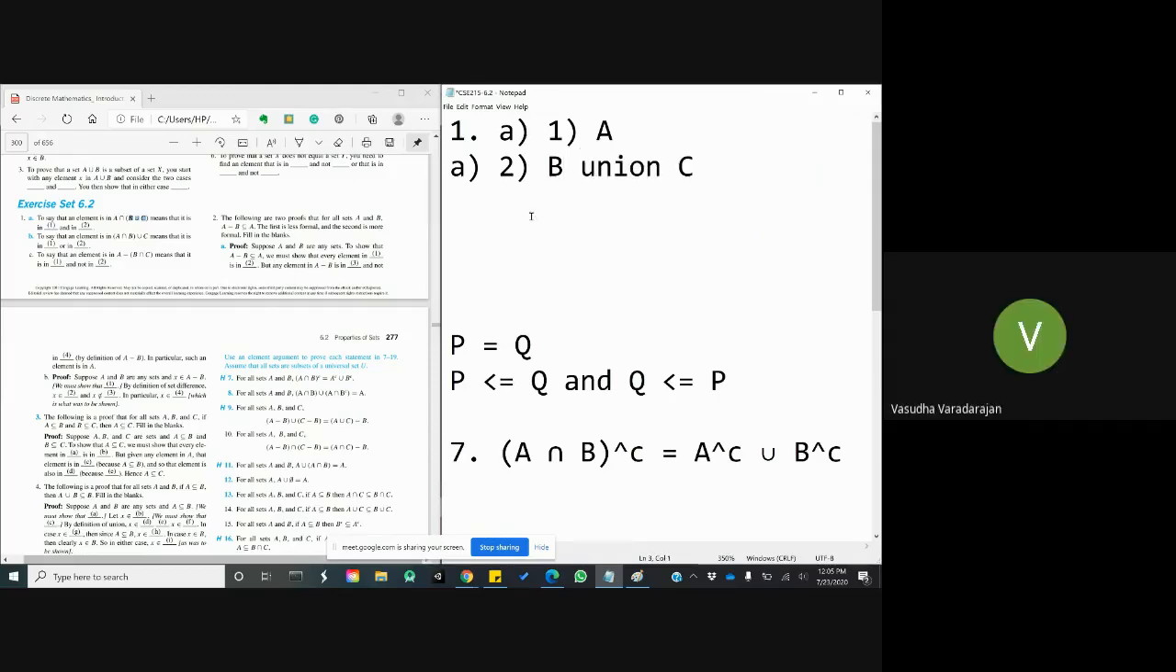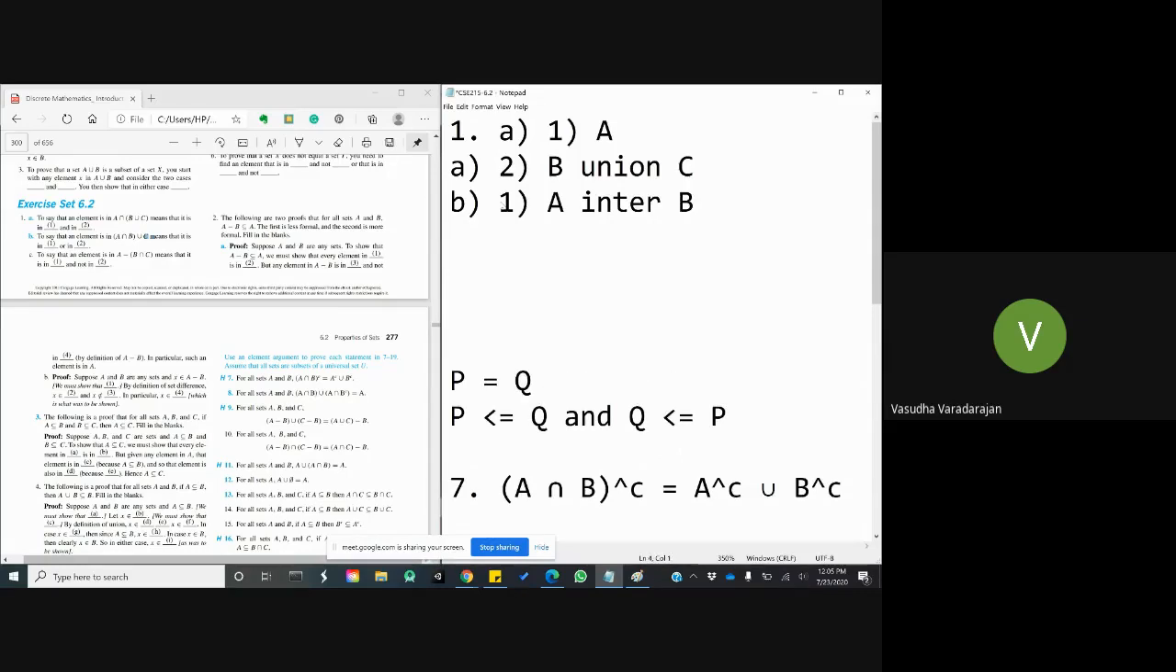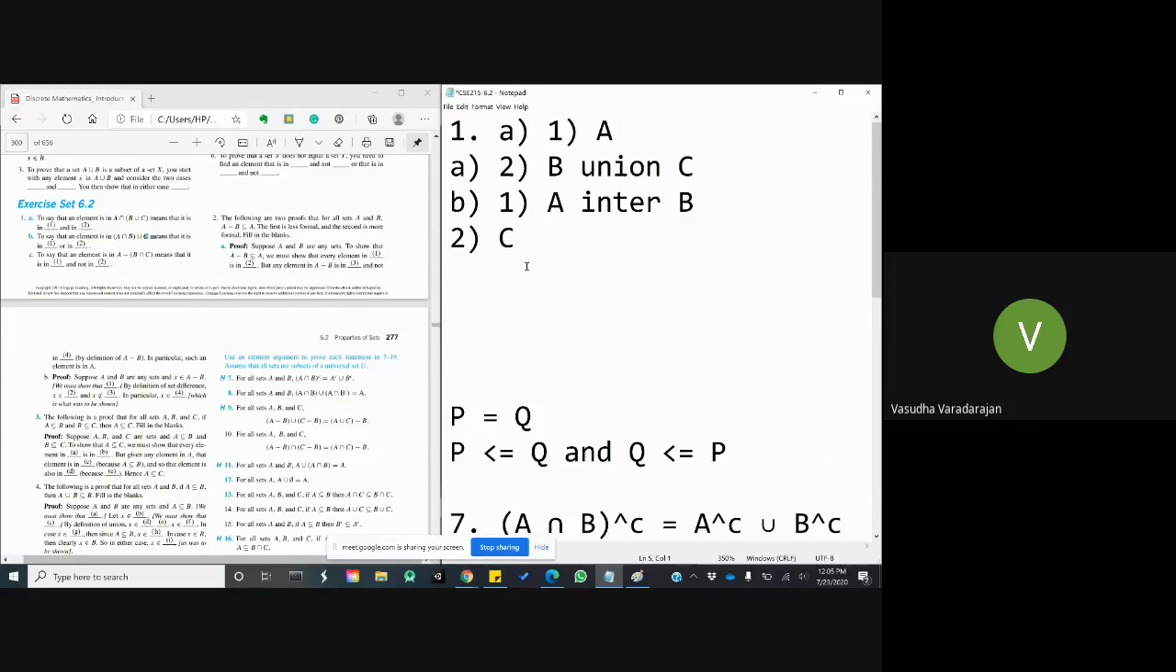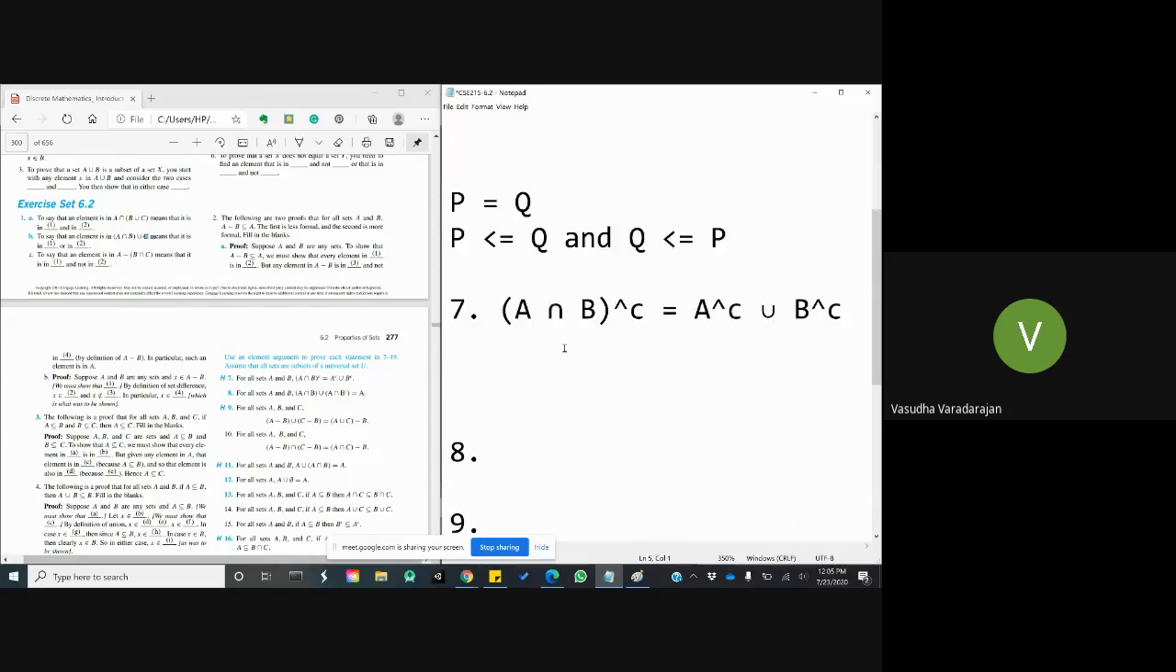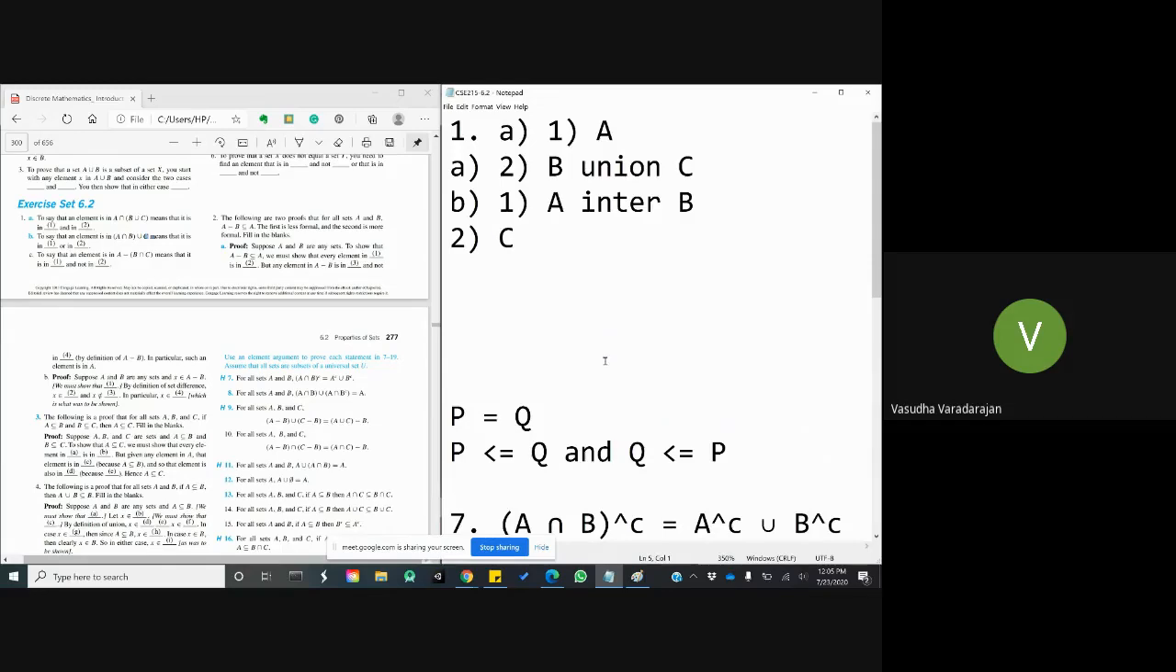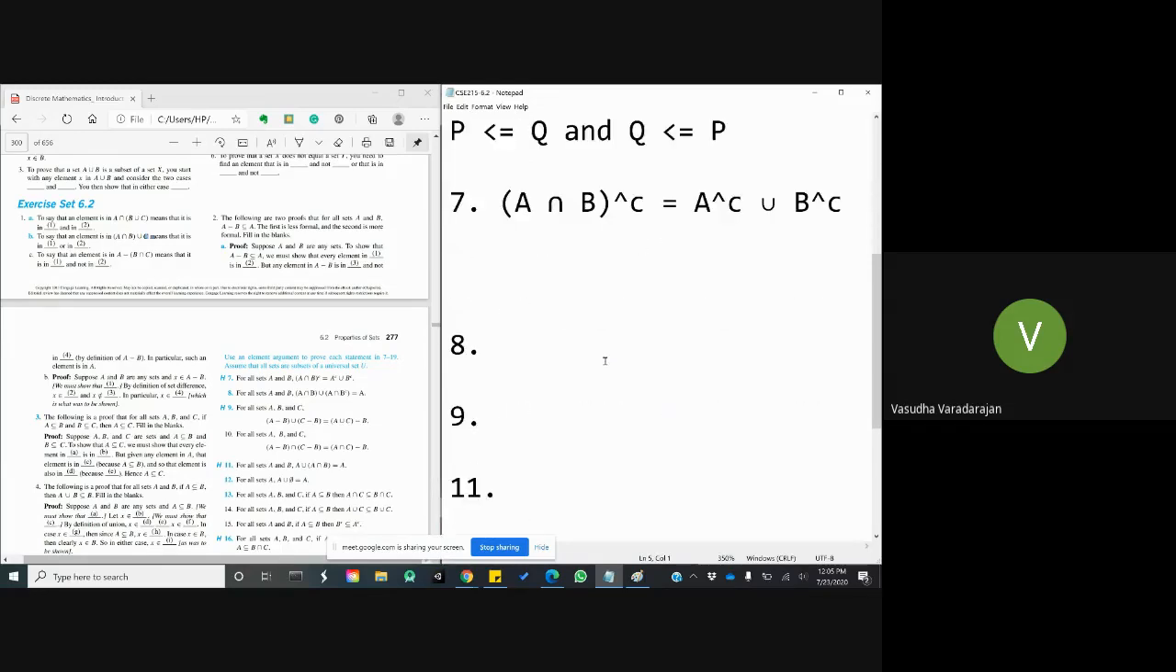Yeah. So, and 1B, to say that an element is in A intersection B union C means that it is in A intersection B or in C. The next question that we'll be looking at is, any questions for this? Yeah. The next question that we'll be looking at is number 7.